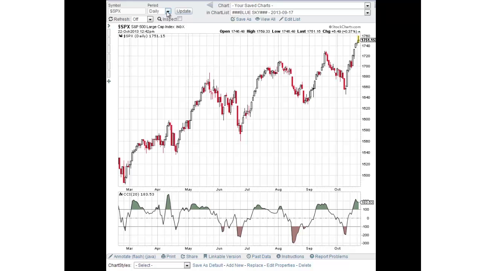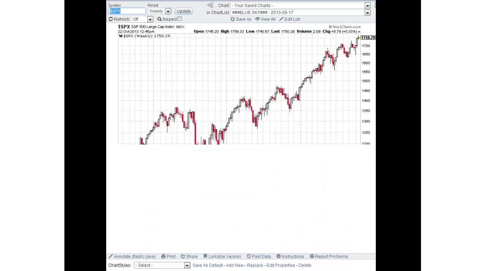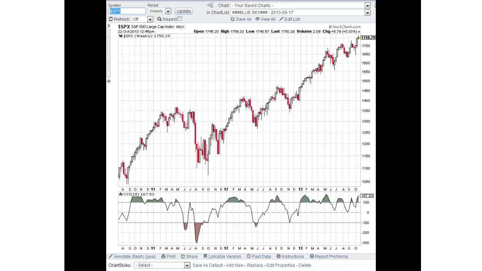timing my buy entries in a bull market and my sell short entries in a bear market. So to determine general market direction, I scroll up to the weekly chart, which we see here of the S&P 500, and with only the CCI indicator on the chart, my reading of it is that anytime the CCI is above this 0 line, we are in a buy the market mode, and anytime it drops below the 0 line, we're in a sell short the market mode.